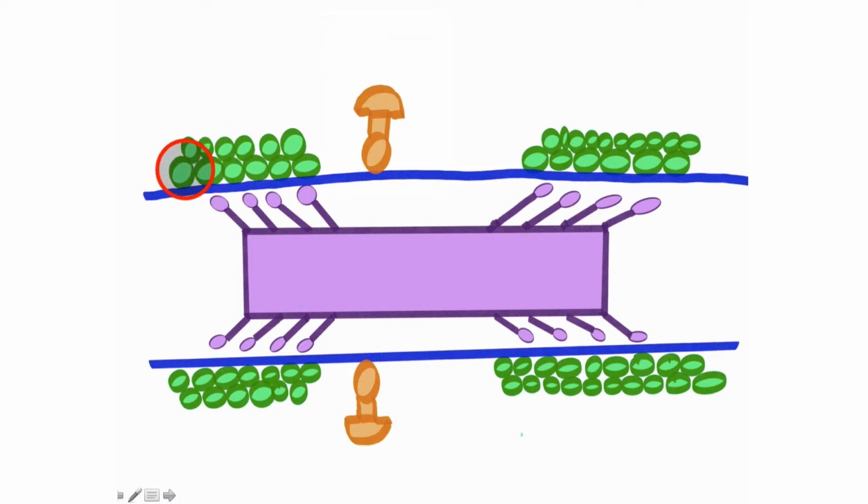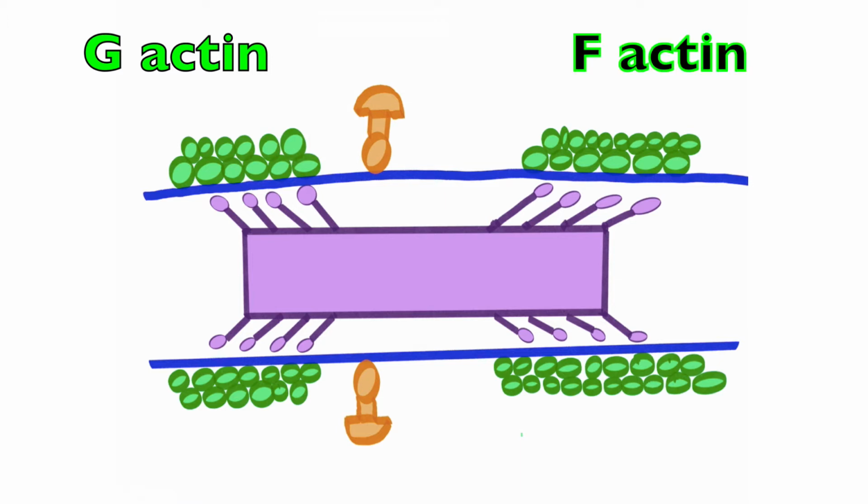Each thin filament is composed of G-actin molecules. So each one of these green circles is a G-actin molecule. And a thin filament is composed of two strands of G-actin molecules. So here is one strand of G-actin molecules, and here is the other strand. A strand of G-actin molecules is referred to as F-actin. So G-actin is the monomeric subunit. F-actin is the polymer composed of all of those G-actin subunits.